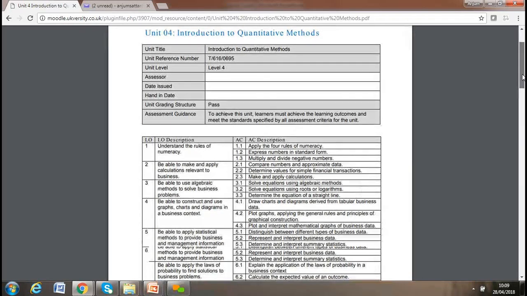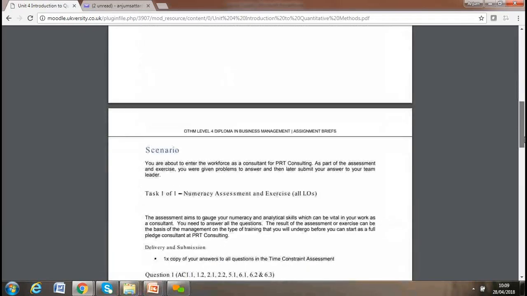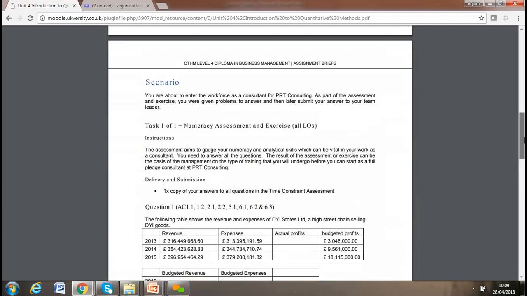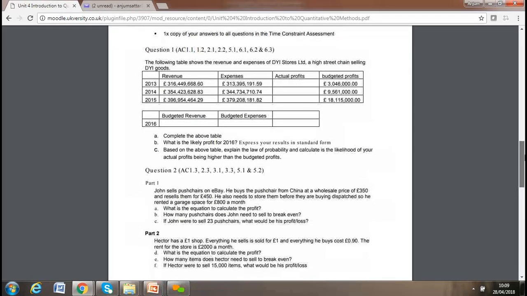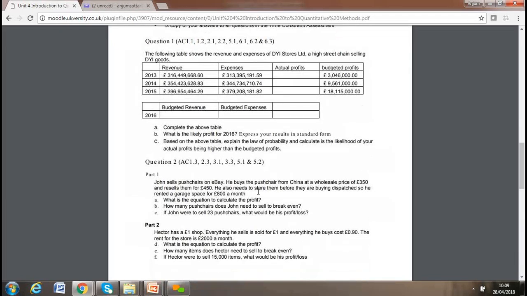Introduction to quantitative methods. And if I look at task 1, the assessment aims to gauge numeracy and analytical skill. So first we need to calculate our profit, actual profit, expected profit. That's your question 1. Question 2, then we need to calculate the profit and break even. So when I look at my learning outcome, it's not given that I'm supposed to teach the break even. So that's why I picked the break even. If you don't know the concept, you can't do the question properly.